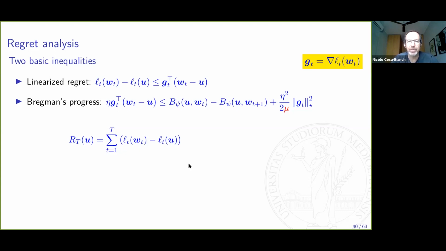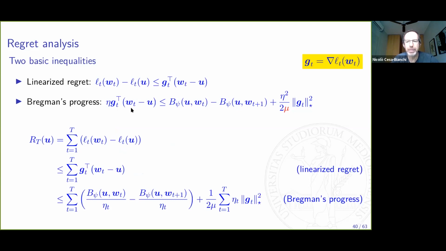And now we look at the regret. Okay. And first of all, I linearize it. I just use this term by term. Cool. And then I use the Bregman's progress inequality. Okay, sorry, I didn't say what this little star here is.